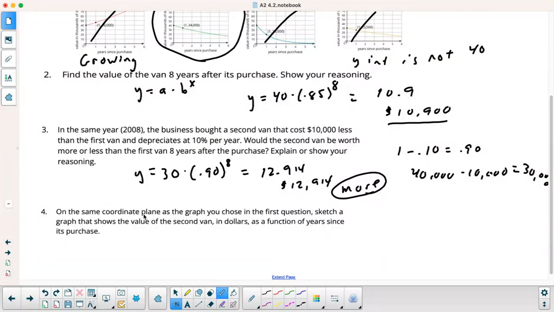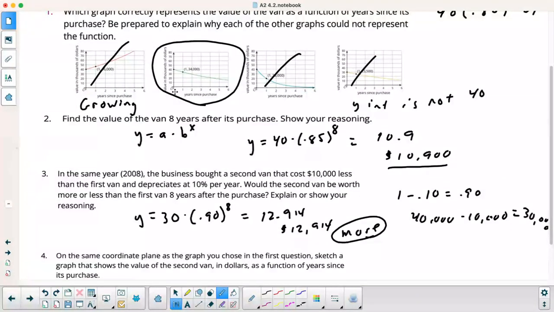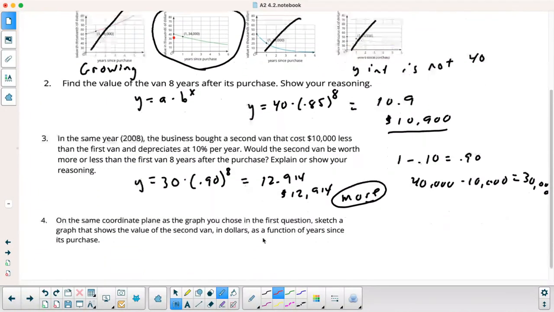All right, on the same coordinate plane as the graph you chose in the first equation, sketch a graph that shows the value of the second band in dollars. Okay, so I'm going to go back up here. You start at 30,000, and then I probably need to plug in some numbers here. I'm going to plug in 2 and 4. I'm not going to plug in everything.